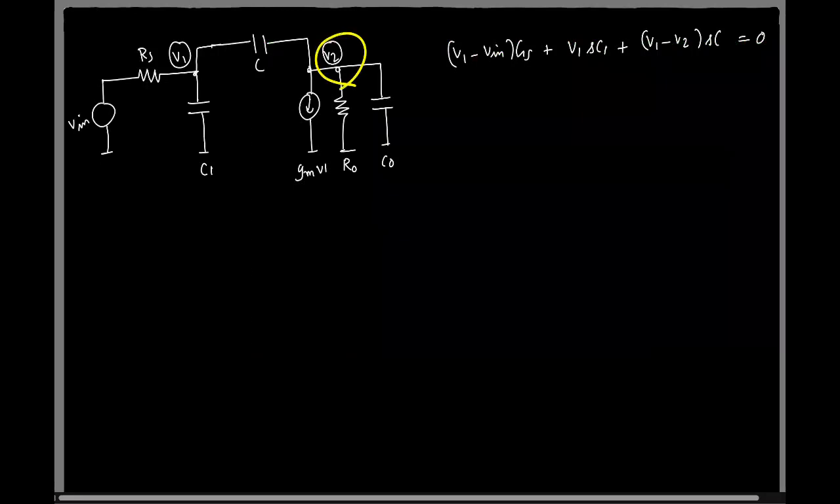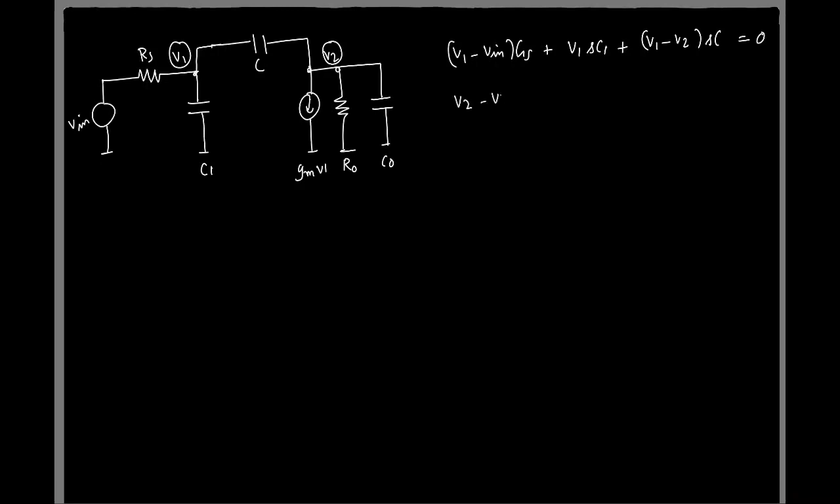So let's do it at the second node. What do I get? V2 minus V1 times SC plus GM V1 plus, I'll just say G0 plus SC.